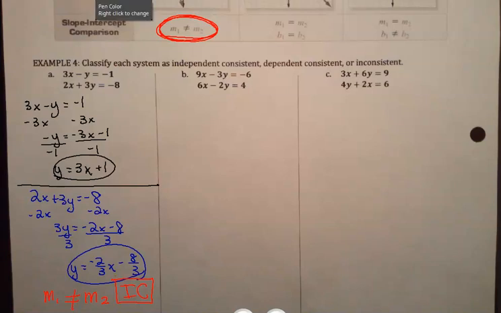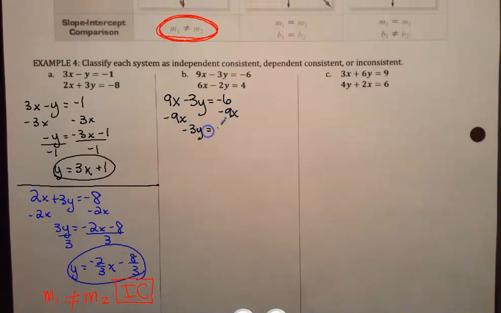All right, let's try the next set. We've got 9x minus 3y equals negative 6, and 6x minus 2y equals 4. Again, we've got to take our equation and put it in slope-intercept form. I'm going to subtract 9x from both sides. I have negative 3y equals negative 9x minus 6. Divide by negative 3. And I'm going to have y equals negative 9 divided by negative 3 is a positive 3x. Negative 6 divided by negative 3 is going to be a positive 2.